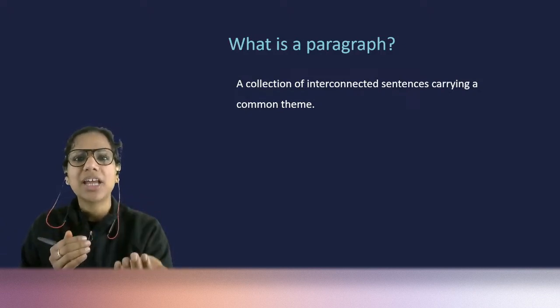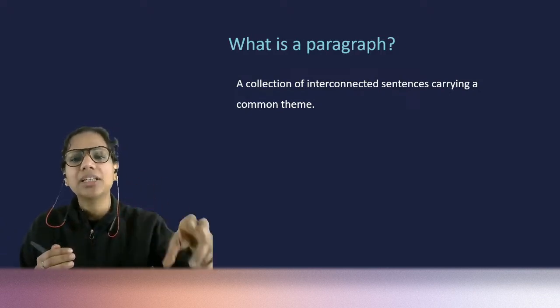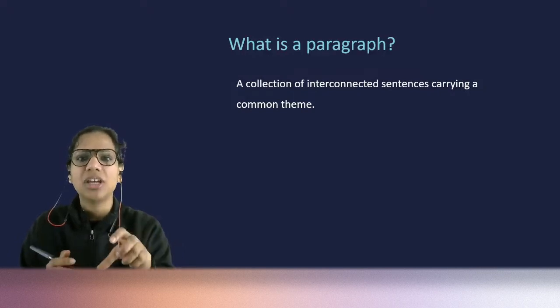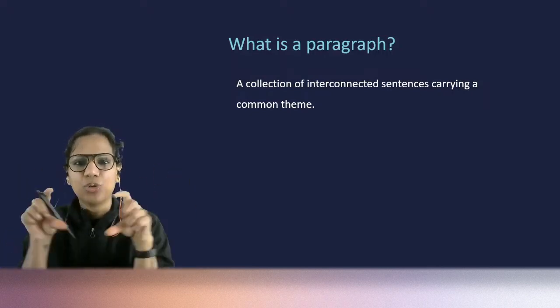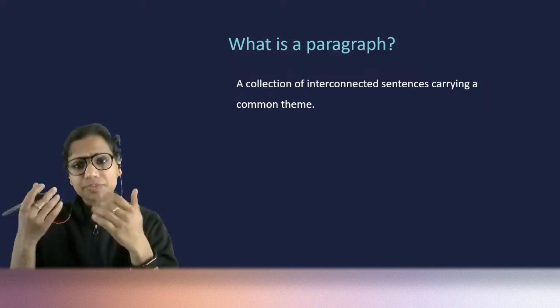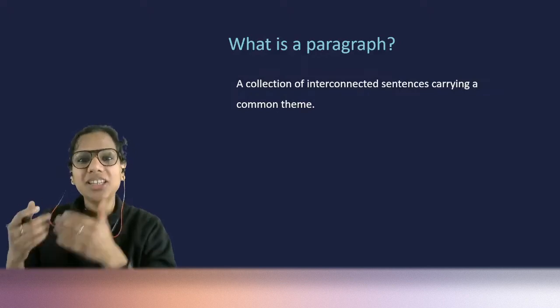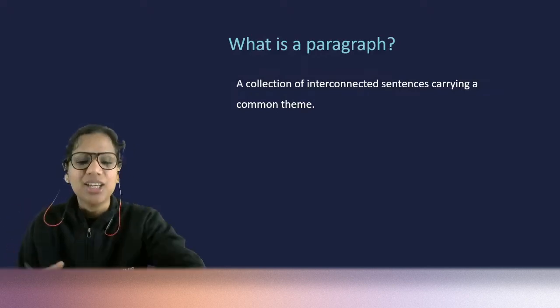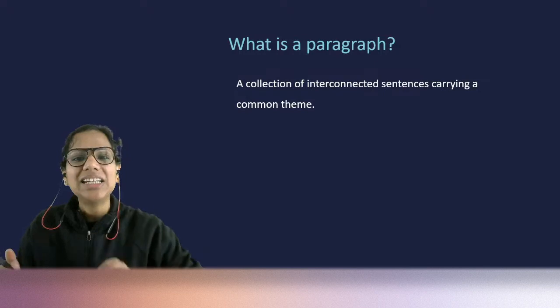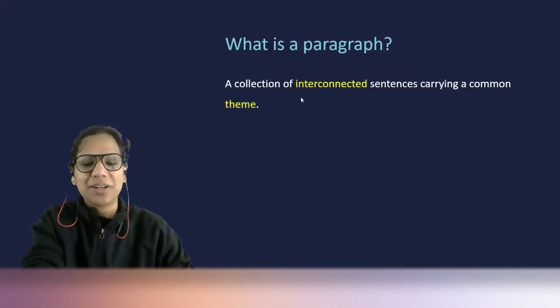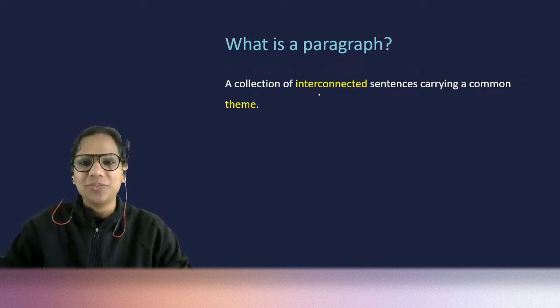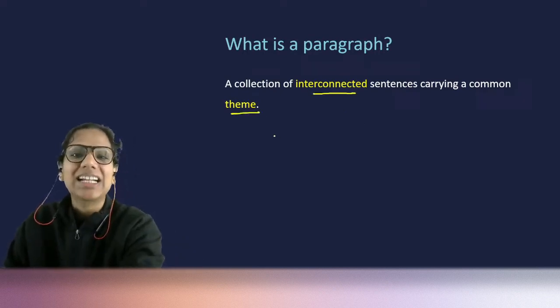That's why, as a writer, when you write, you categorize something into a paragraph when it carries one common theme. It's trying to say one particular thing, and that's why you put it in one paragraph. That's why you decided to start another paragraph for saying another thing. So, these are interconnected sentences carrying a common theme. Remember that, because this will help you in solving a para jumble: interconnected and theme.